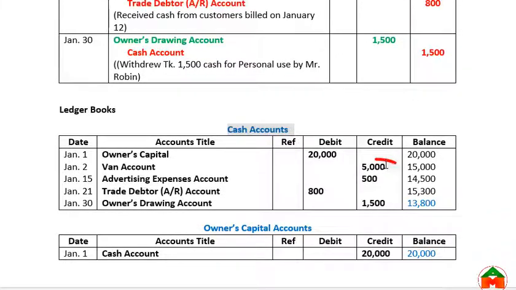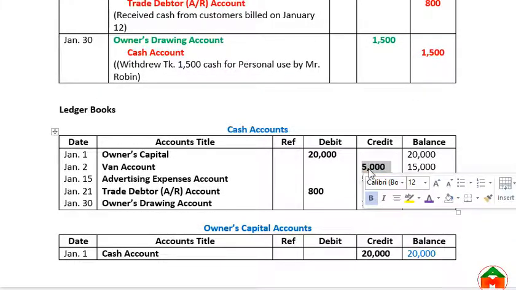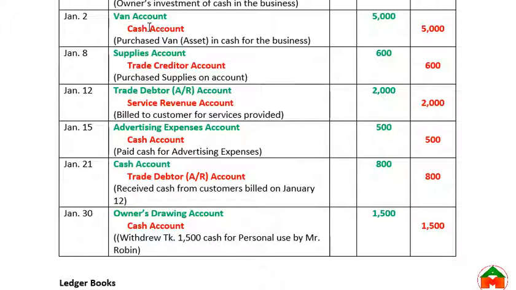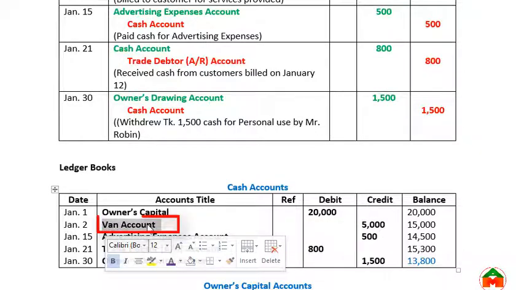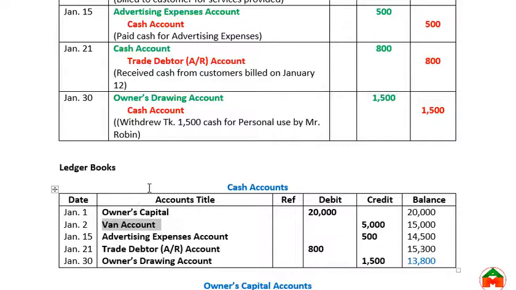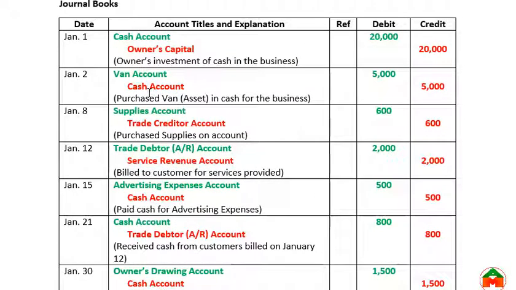We are writing this amount in the credit side, but here cash account is credit, so we will write the opposite account name. Here the opposite account name is van account. Here van is an asset. Okay, so cash is credit by 5,000, but we will write the name in the opposite side, that means van account.